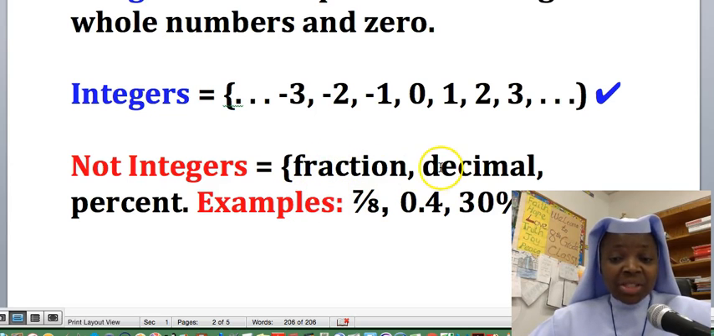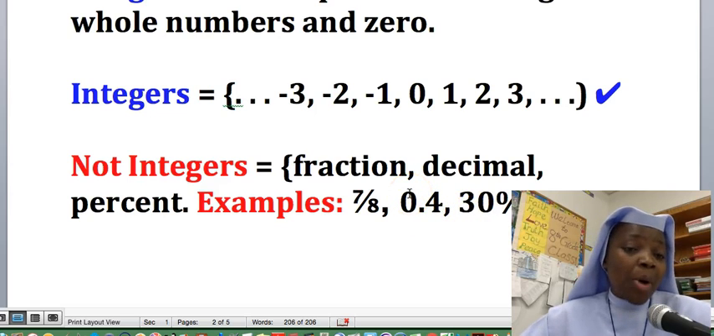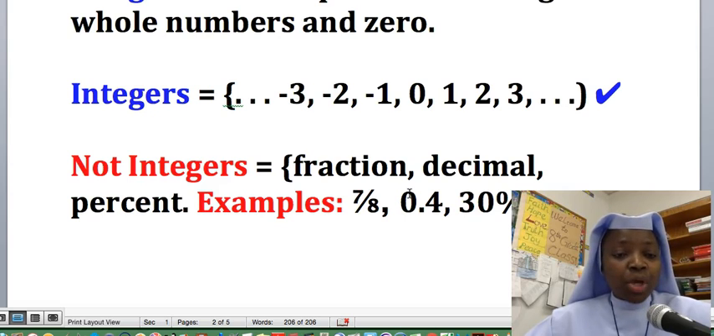So fractions, decimals, and percents are not integers. They are not integers because they are parts of a whole. Integers have to be whole numbers. Any integer has to be a whole number.